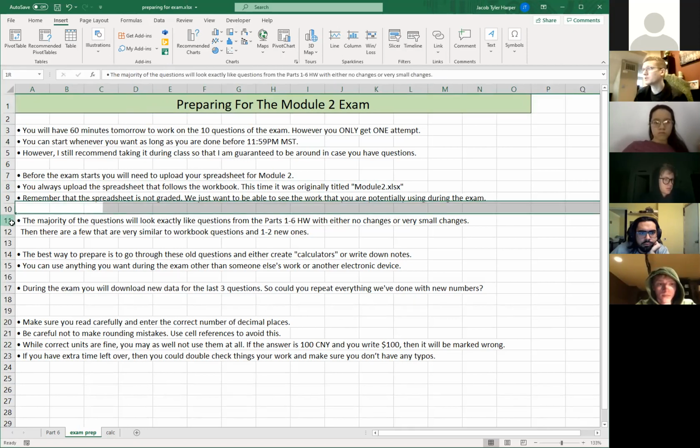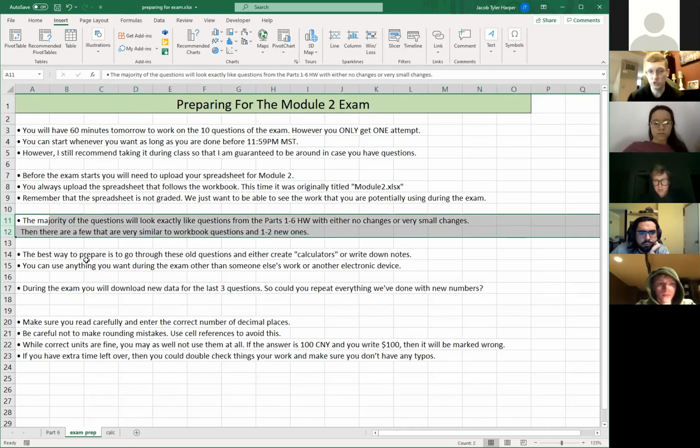Now, what are these questions going to look like? Well, the majority of these are going to look exactly like questions from the parts 1 through 6 homework. You can ignore the part 0 stuff, but the parts 1 through 6 homework and some of the workbook questions, with either no changes or very small changes. So maybe, if there's a question in the homework about euros, maybe on the test it's CNY, or maybe they just change the numbers slightly a little bit.